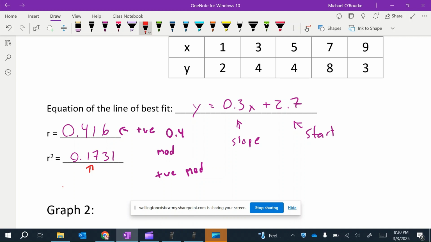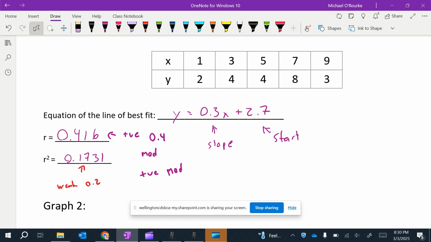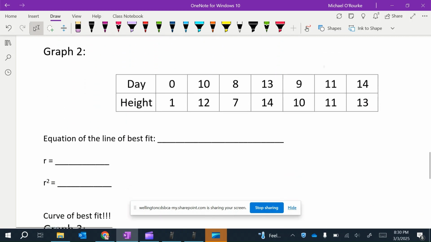Well, it's very weak, since if I round that, it's 0.2. So when I change X, Y doesn't change that much. It's a very weak relationship in terms of how much X affects Y. But that's how we find our correlation coefficient and our coefficient of determination. We're defining the relationships. So let's do another one.